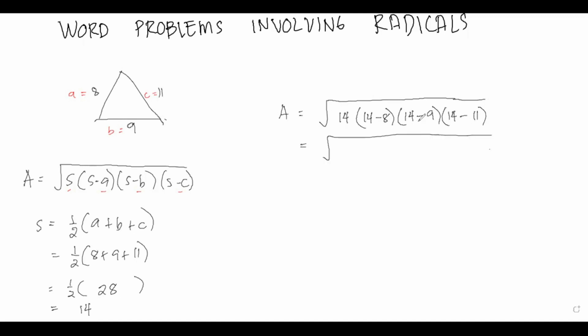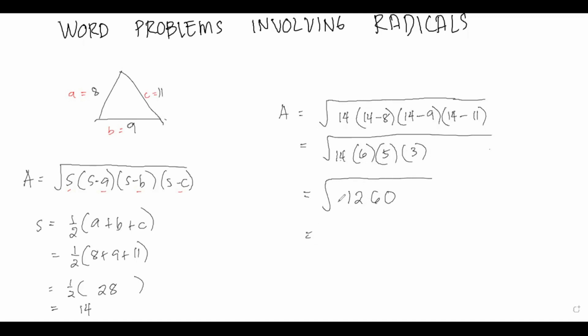Alin kayo yung unang isi-simplify dyan? Unahin yung mga nasa loob ng parenthesis. Okay. So 14 minus 8 is 6. 14 minus 9 is 5. And 14 minus 11 is 3. Saka na natin i-multiply itong lahat. 14 times 6 times 5 times 3 is 1,260.